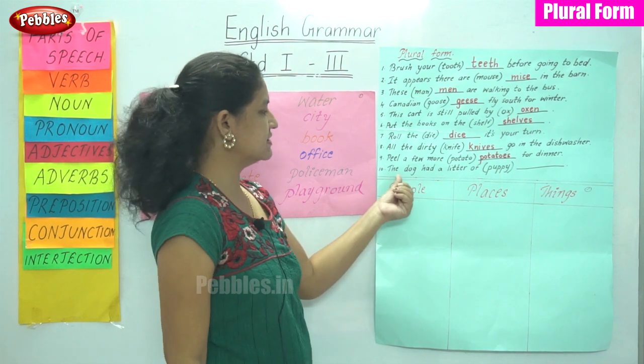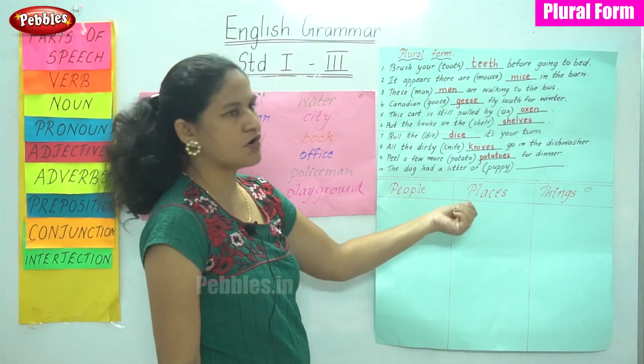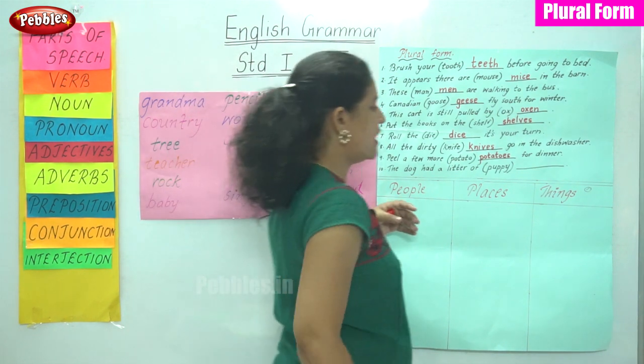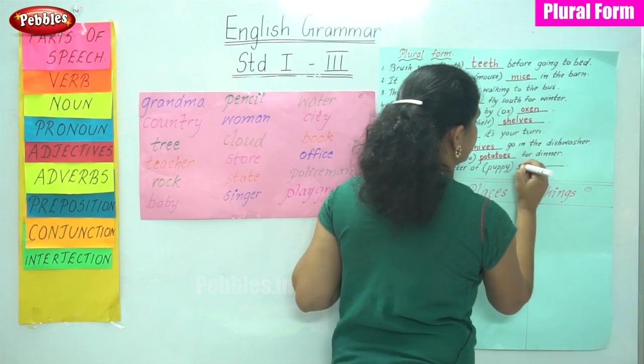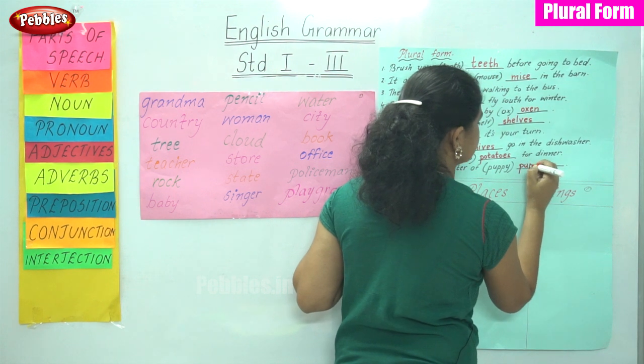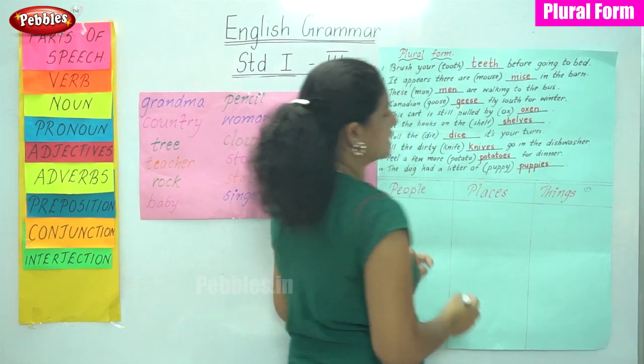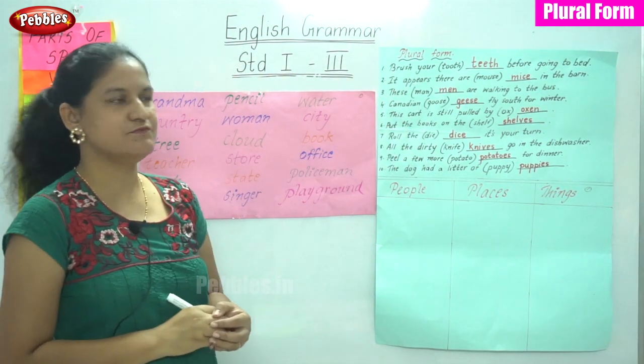And the last sentence: the dog had a litter of puppy. For puppy, we drop the Y and we add IES. So puppy becomes puppies. These are the plural forms of the words in brackets.